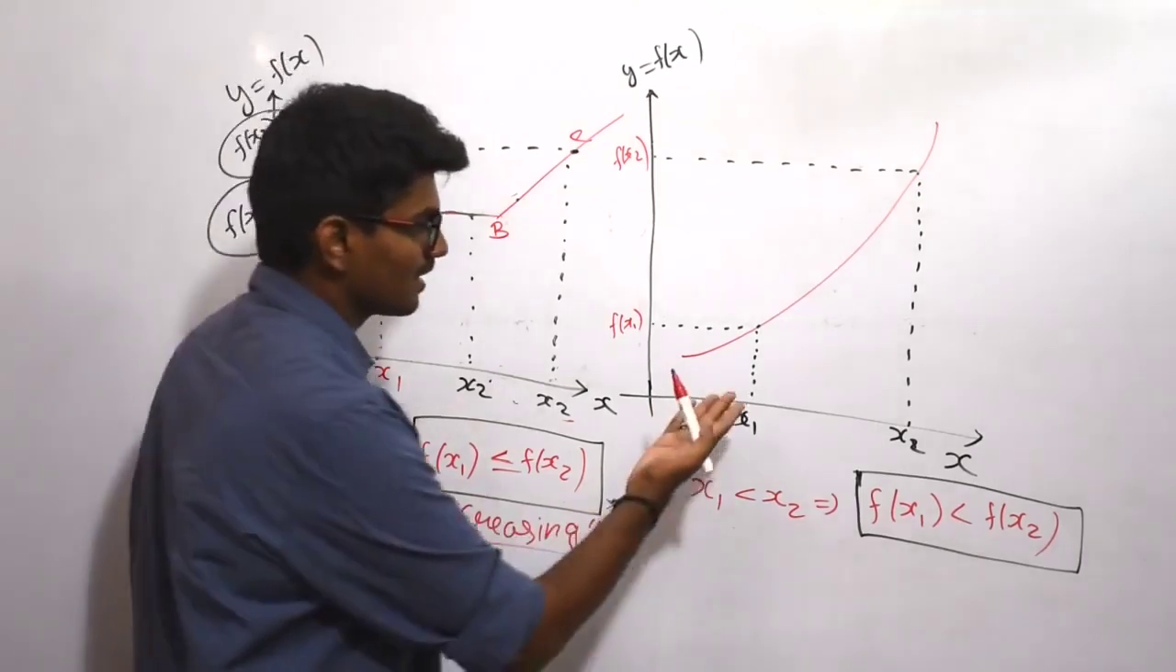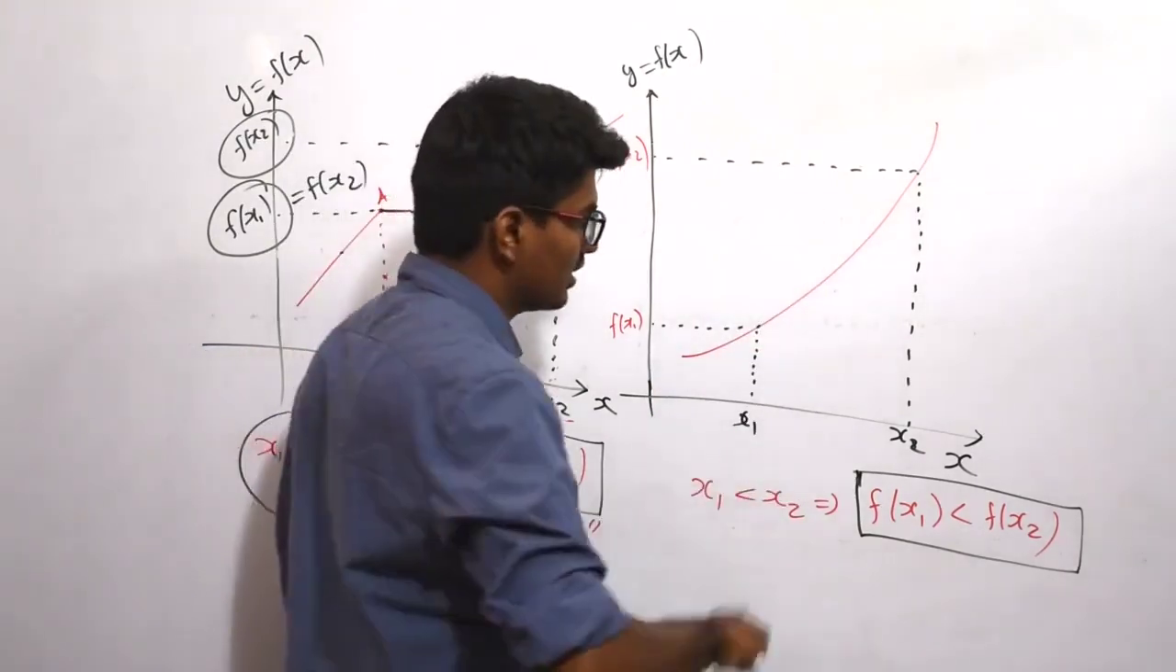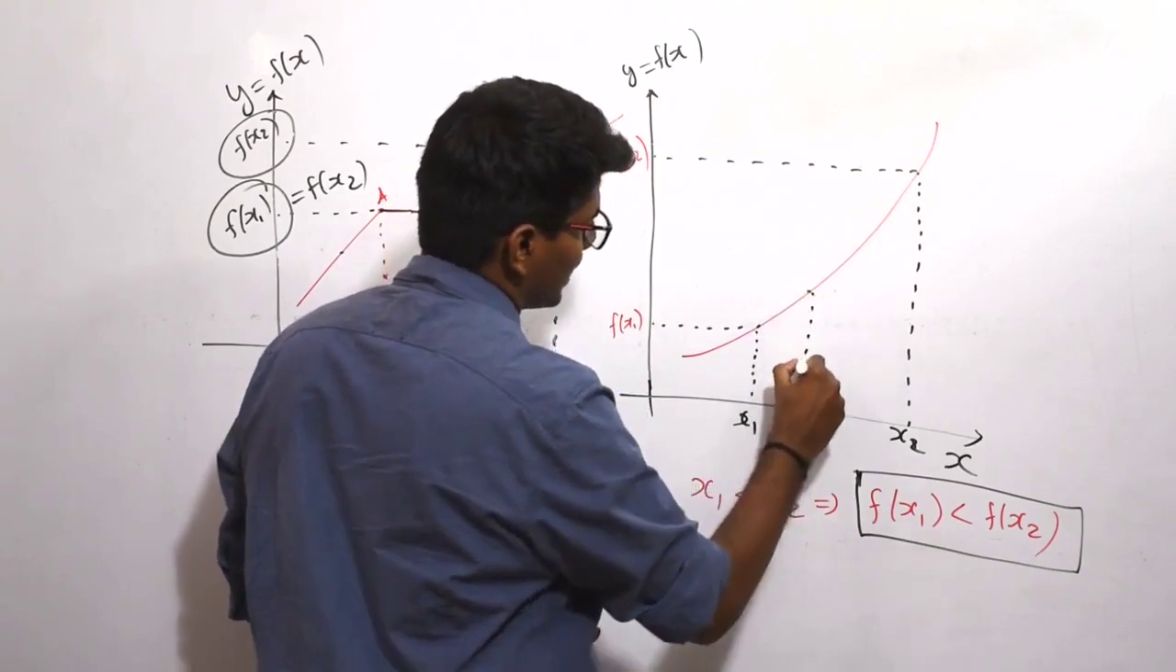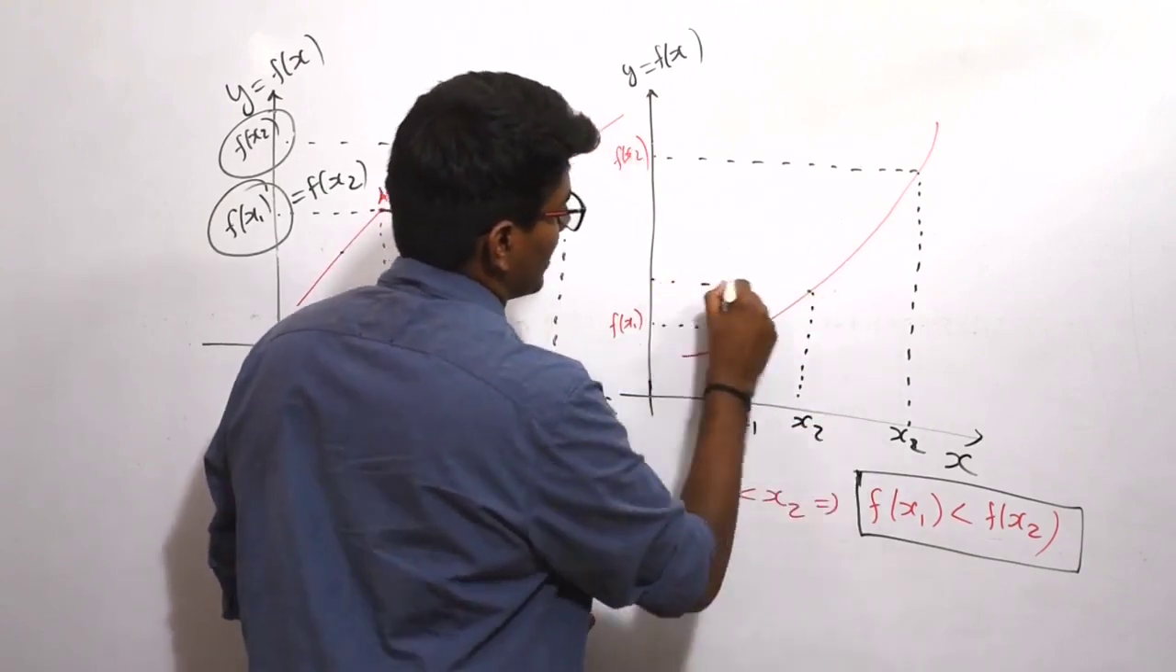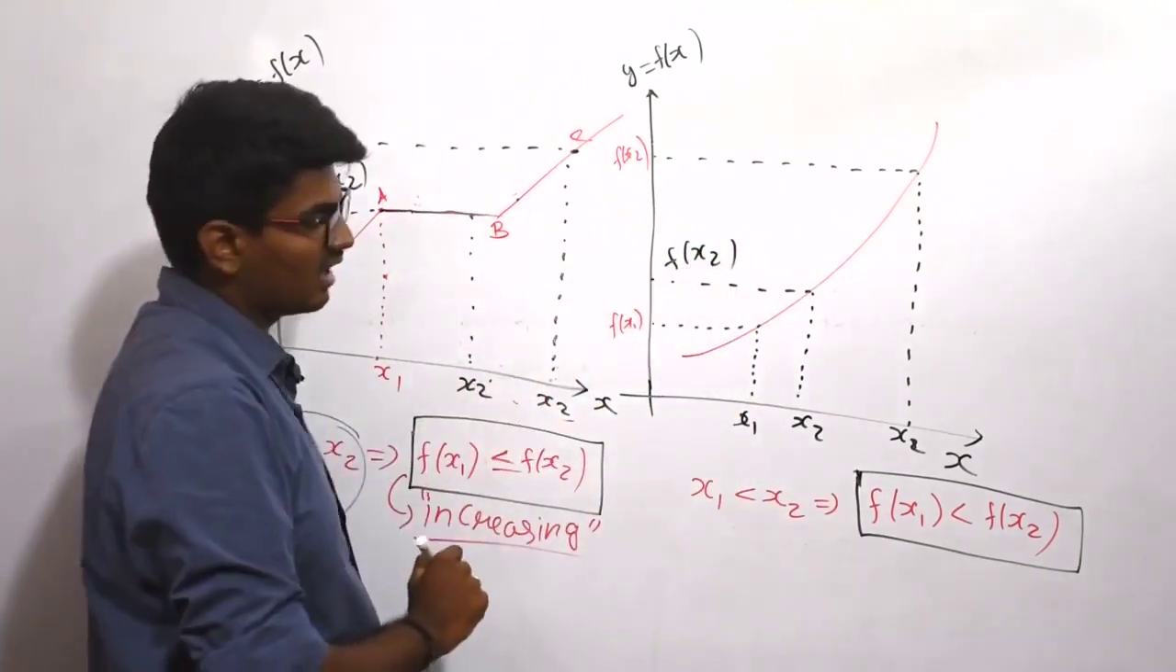See here, in this function, wherever I take 2 points, x1, and even if I take a point x2 here, my f of x2 will be surely greater than f of x1.